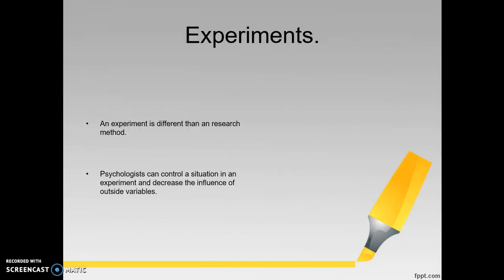So experiments. An experiment is different than a research method. I want to make that clear. A research method is completely separate from an experiment. Psychologists can control a situation in an experiment. In research methods, they kind of just observe and record that data, okay? Or they interact, they ask questions. But in an experiment, they control what happens to that person or doesn't happen to that person. They can also decrease the influence of outside variables.